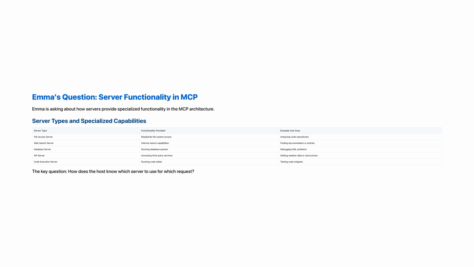So, if I understand correctly, the servers are where the actual specialized functionality lives, right? Like one server might handle file access, another might provide web search capabilities, and the host coordinates all this through individual client connections. I'm wondering, how does the AI model know which servers it needs for a particular task? Is that something that's hard coded, or does it figure that out dynamically?